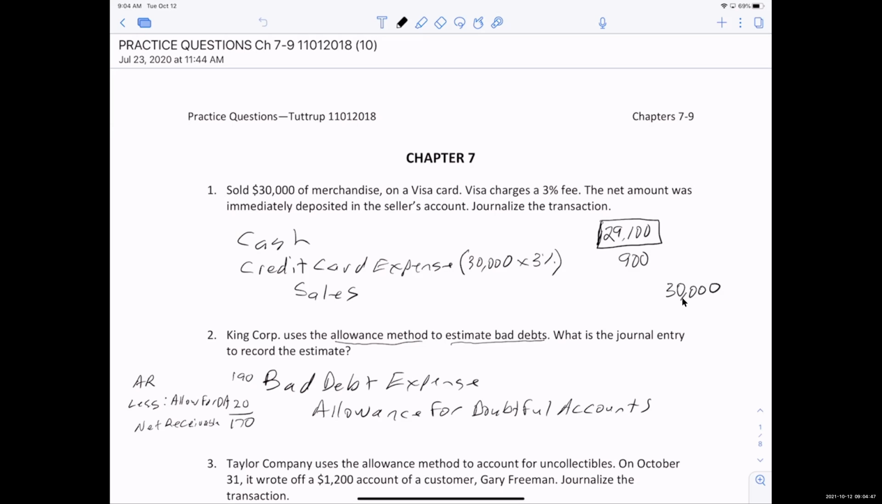Okay, now, because they used a Visa card, Visa is going to charge you 3%. And so what they're going to do is they're going to pay you actually 97% of it, right? Because they're going to charge you 3%. So that's where we have a debit to credit card expense of $900. The sales of $30,000 times 3% is $900. They're going to hold that back, and they're going to give you the $29,100.